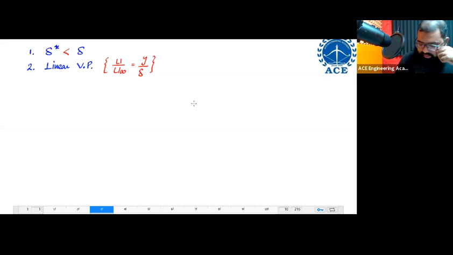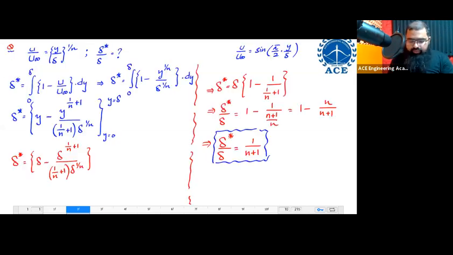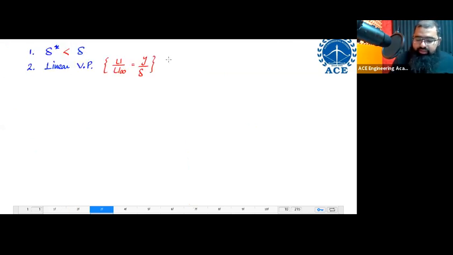So basically, if I compare this with this particular case, u upon u infinity is equal to y by delta whole power 1 by n, that means this velocity profile is u upon u infinity equal to y by delta whole power 1 by n, where n is equal to 1. Where n is equal to 1, is it not? This is what a linear velocity profile is.